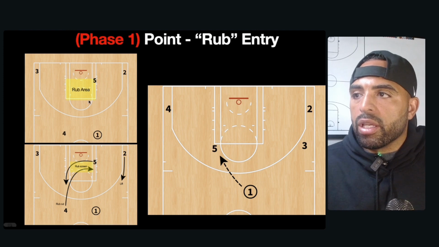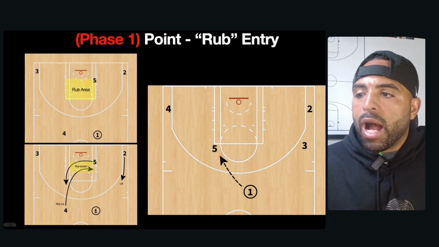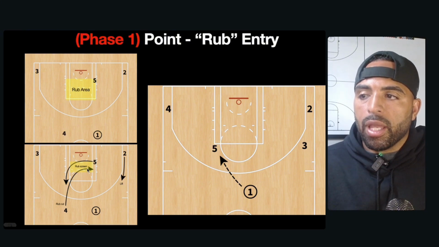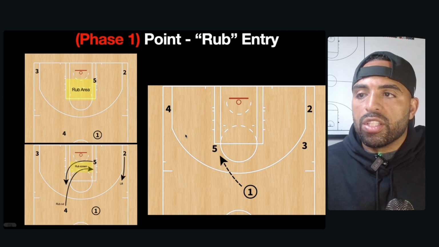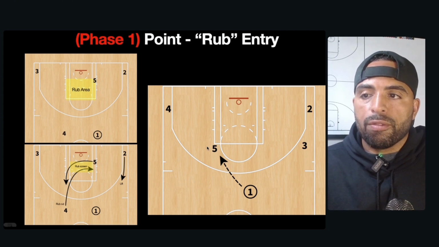So the rub area is in the paint. The other player opposite the ball in the slot will do a rub cut through to the opposite corner. Once he reaches the paint, the 5 will now do a rub cut to the opposite pinch post. This puts you in your point formation and it frees up the 5 to receive the ball in point.